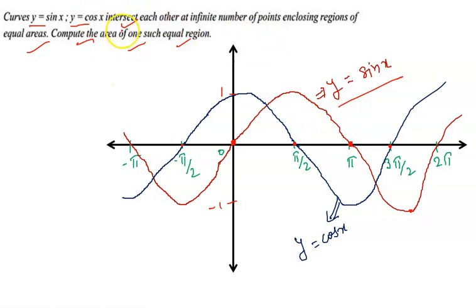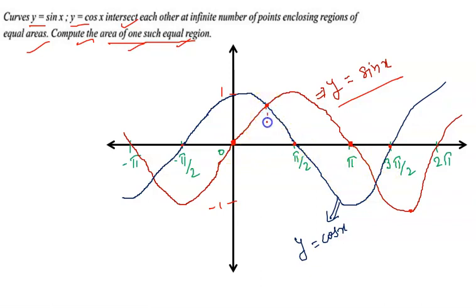We need this part, because according to the question we have to find the area of one such equal region that is present between the intersections of sin x and cos x. So the first intersection of sin x and cos x is at this point, between 0 and pi/2.